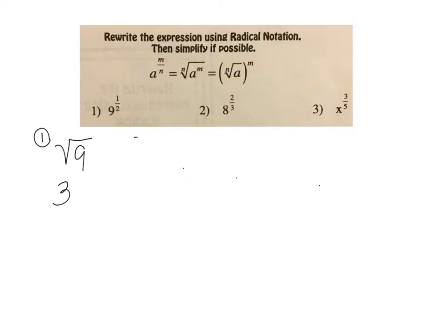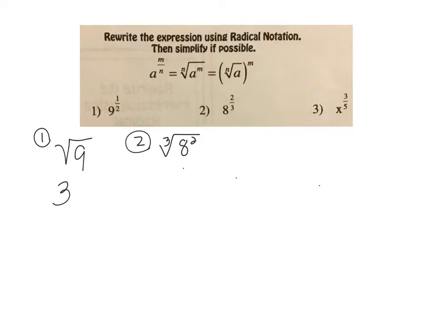How are we going to rewrite that as a radical? 3, the square root, and then 8, and then a 2. All right, so you're going to have a radical, but instead of it being square root, what's it going to be? Cube root. So let's write it that way. The cube root of 8 squared. Yeah. Now, can you simplify this?